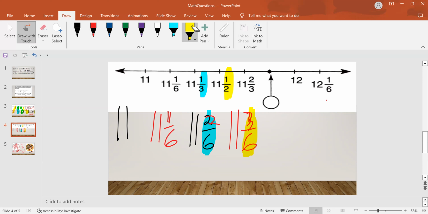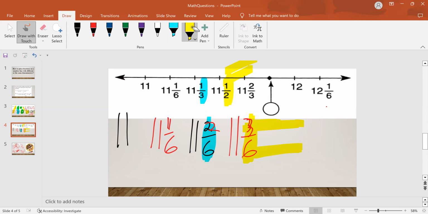How to reduce 3 over 6? We divide this 3 here by 3. At the same time we divide 6 by 3. So if we divide 3 by 3, you get 1. We divide 6 by 3, you get 2. That's what they did there.